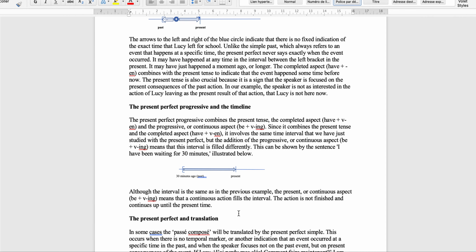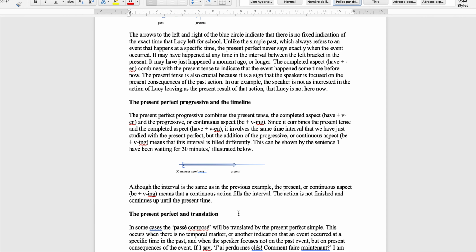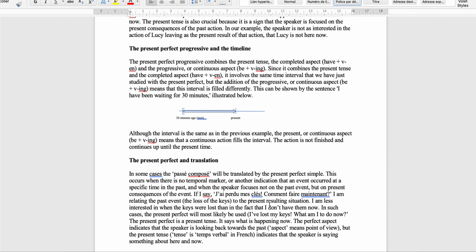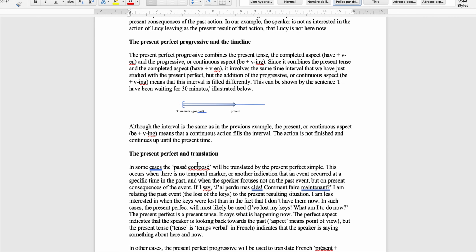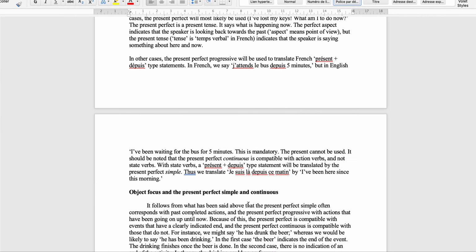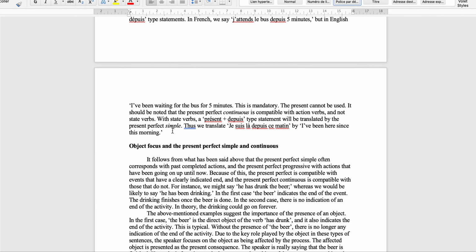Okay, so that's the basic distinction. I think we'll leave it at that. So now we're going to move on to subtleties. We've talked already about this idea of translation, and we're going to move on to a more subtle aspect.